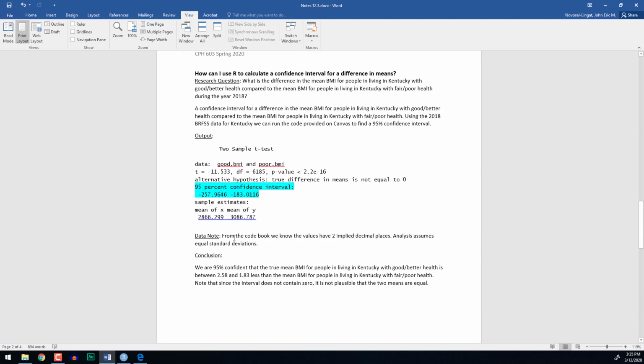Next, we're going to look at how to calculate a confidence interval for a difference in means. So we might be interested in what is the difference in mean BMI for people living in Kentucky with good or better health compared to the mean BMI for people living in Kentucky with fair or poor health during the year 2018. And again, we can use a confidence interval to help us look at this.